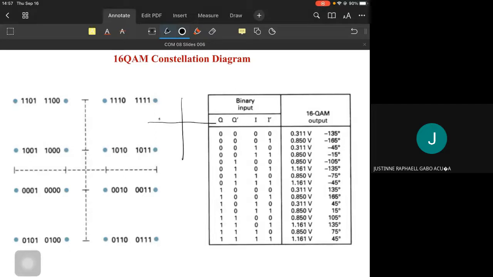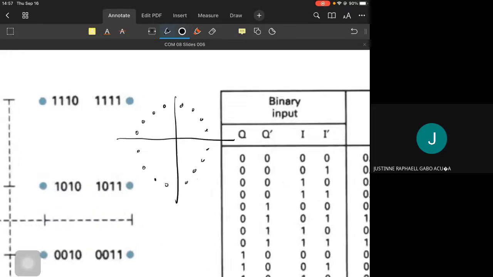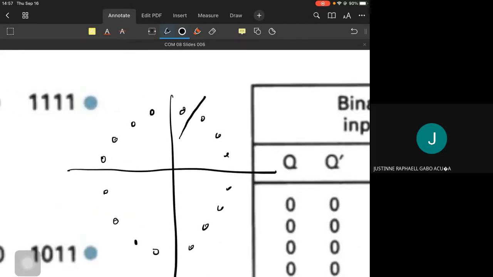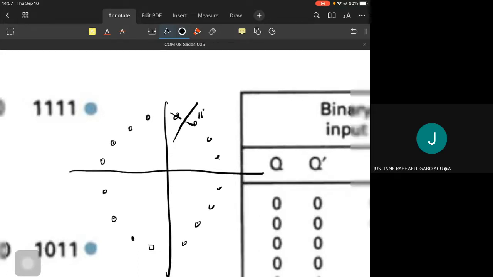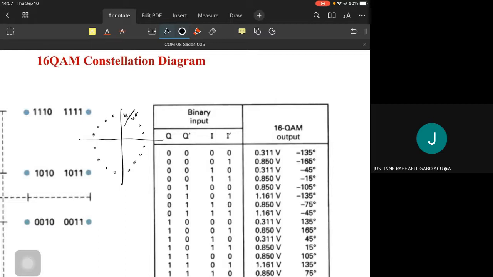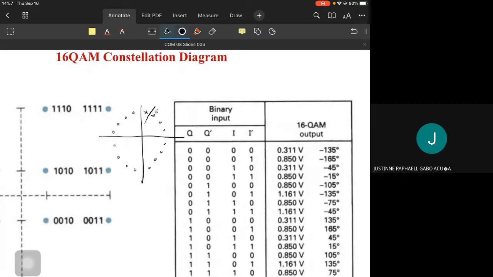For 16 PSK, count the symbols: 1, 2, 3, 4, 5, 6, 7, 8, 9, 10, 11, 12, 13, 14, 15, 16. So 360 divided by 16, divided by 2, is about 11 degrees. So the distance is 11 degrees, very thin. So there is a greater chance of error and misinterpretation.